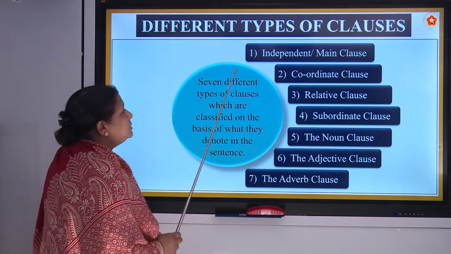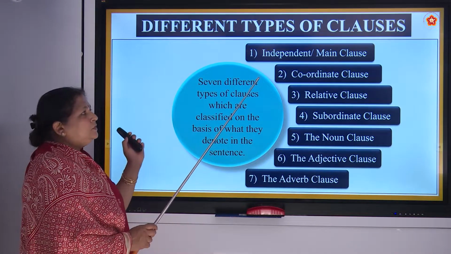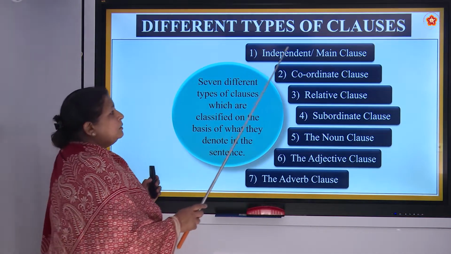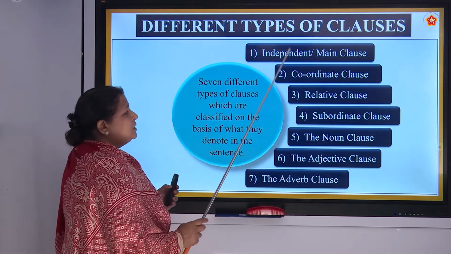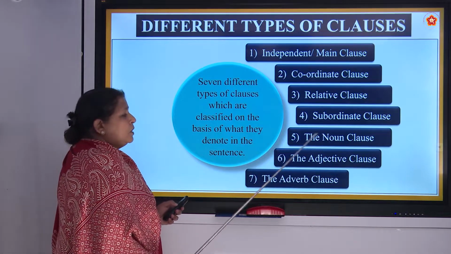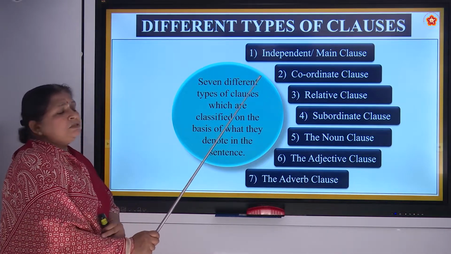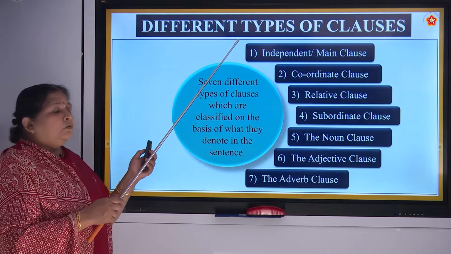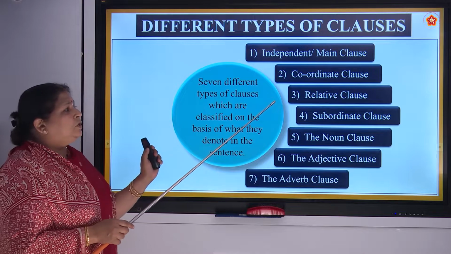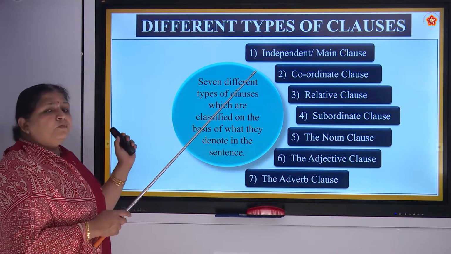See, so many are there. Don't worry. Once you know what it is, there is no need of seeing it again and again. But till you know, keep reading this. Independent main clause, coordinate clause, relative clause, subordinate clause, the noun clause, the adjective clause, and the adverb clause. This is just for your general knowledge. You should not take it very seriously, but you have to know what it is.